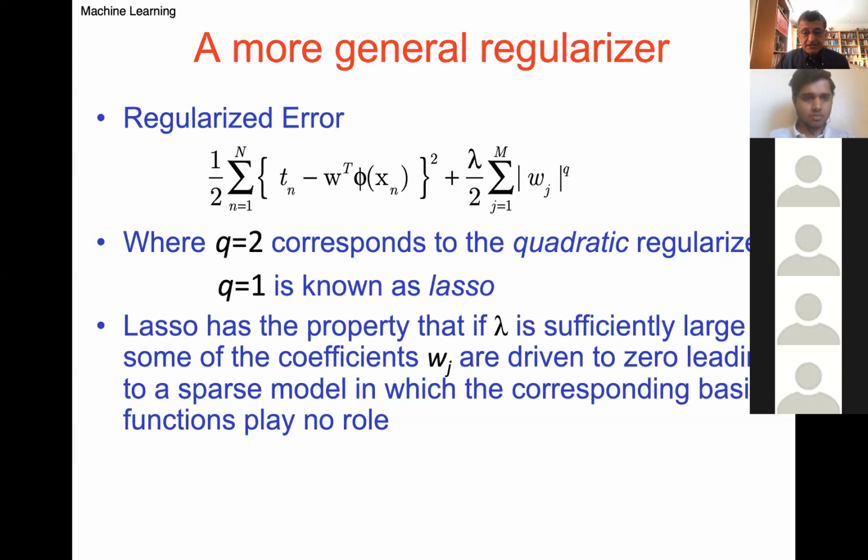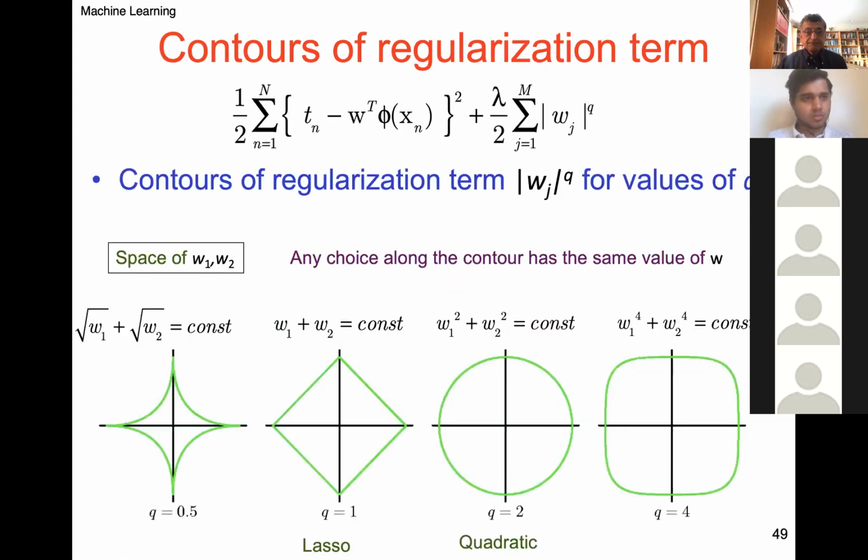Lasso has the property that if lambda is sufficiently large, some of the coefficients Wj are driven to 0, leading to a sparse model in which the corresponding basis functions play no role. So there are certain properties here. Let's see.